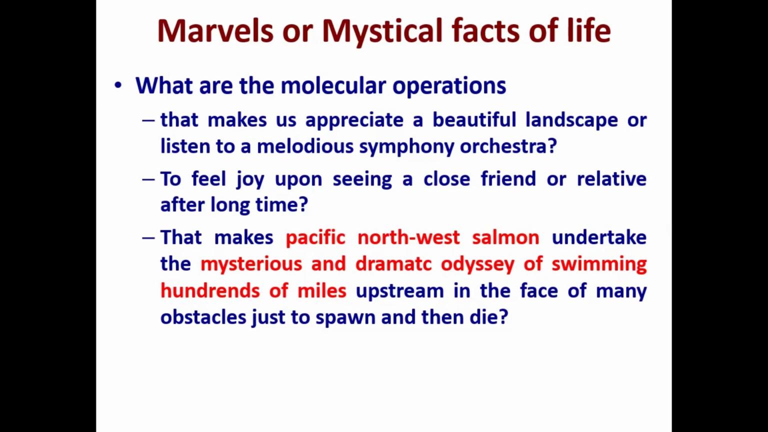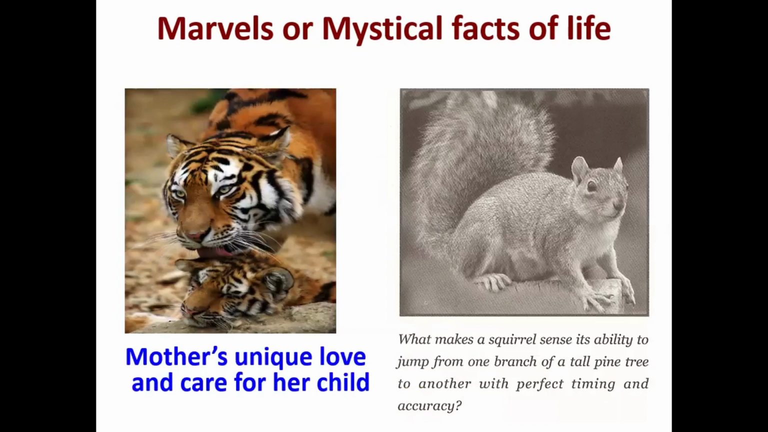We can't. Another important thing: what are the molecular operations that make Pacific Northwest salmon, a fish, undertake the mysterious and dramatic odyssey of swimming hundreds of miles upstream in the face of many obstacles just to spawn and then die? What's the molecular mechanism for this? And simply a mother's unique love and care for her child, what is the molecular mechanism? Many scientists can argue that the oxytocin hormone is responsible for that. But if you delete oxytocin also, can we explain a mother's unique love completely?